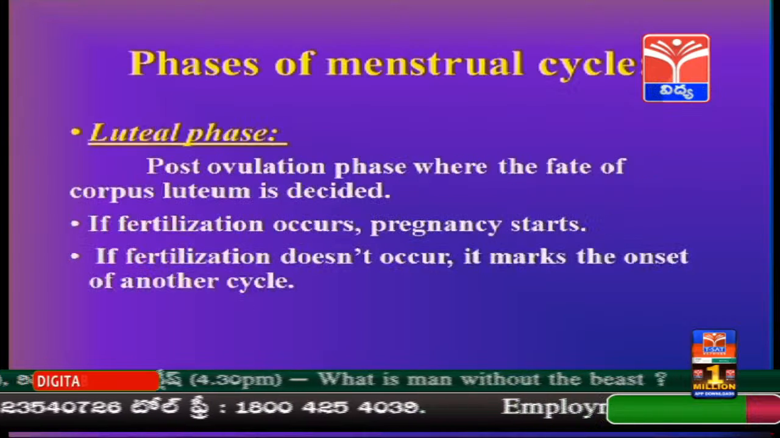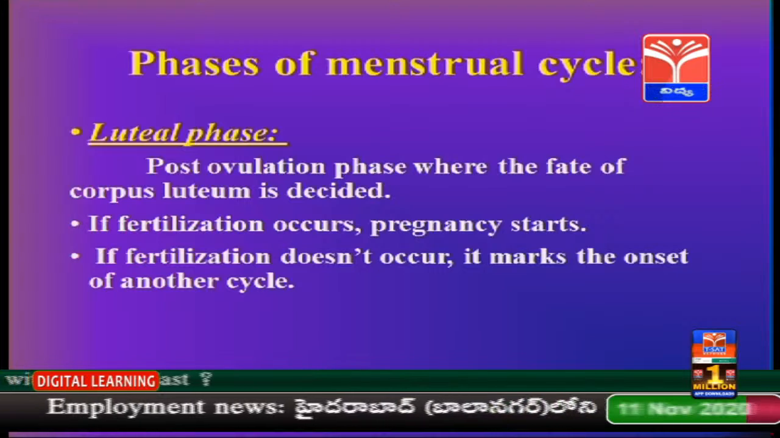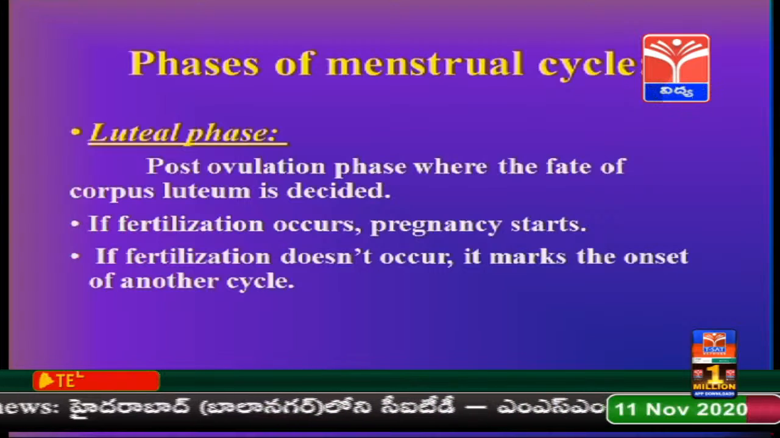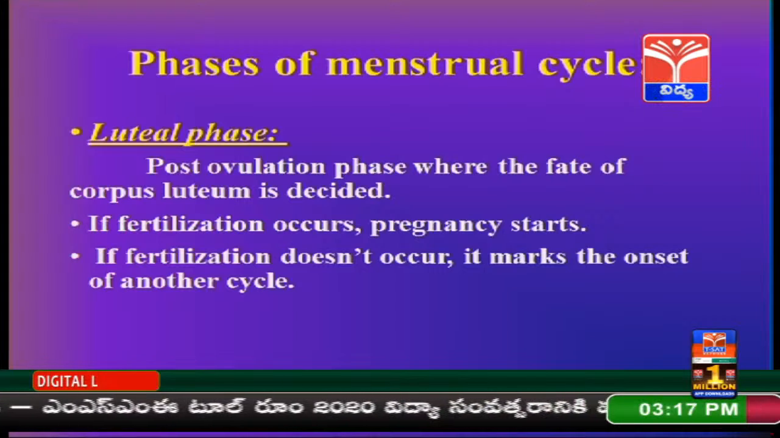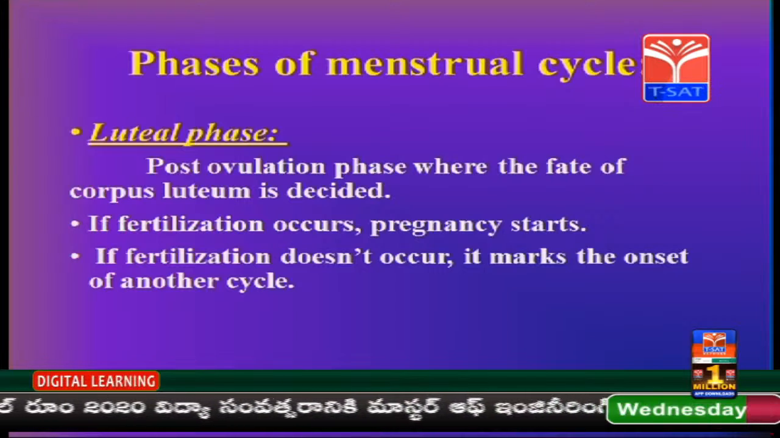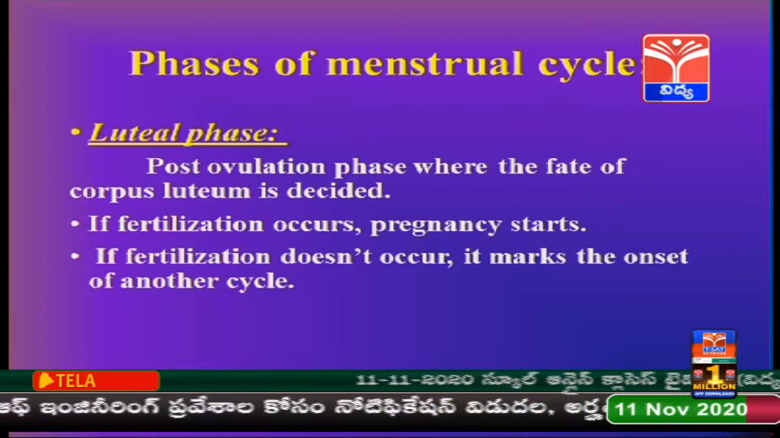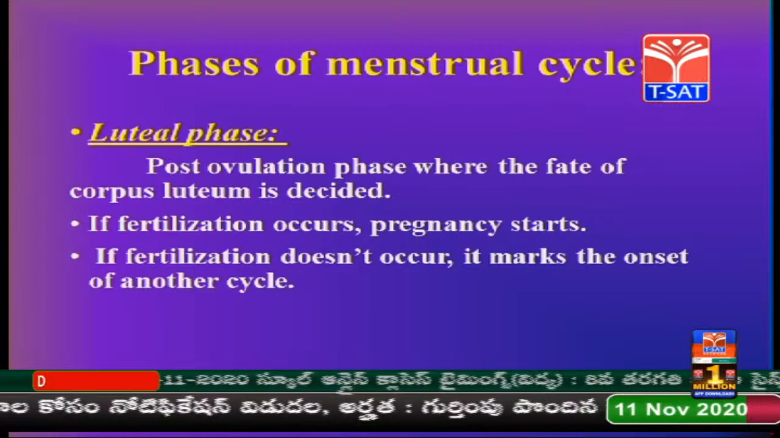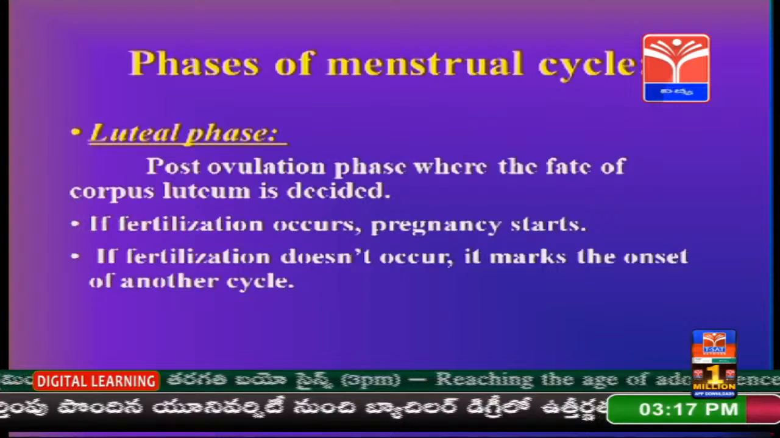Then the last phase is the luteal phase, the post-ovulation phase where the fate of the corpus luteum is decided. If fertilization occurs, the pregnancy starts. If fertilization does not occur, it marks the onset of another cycle. So, slowly the uterus sheds its blood vessels and the blood is given out.